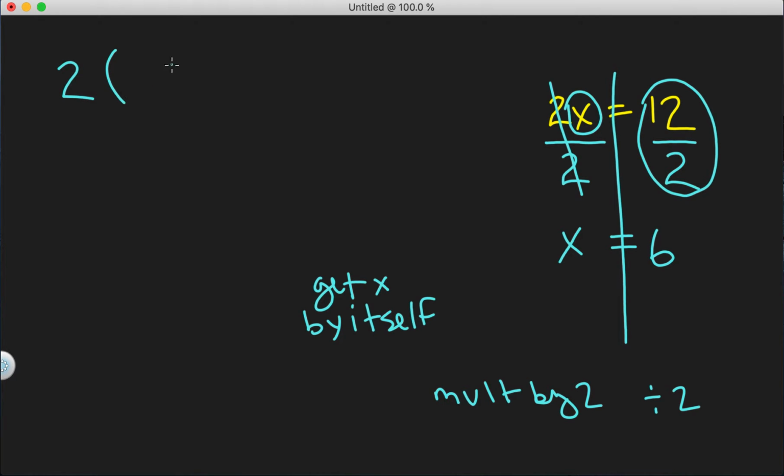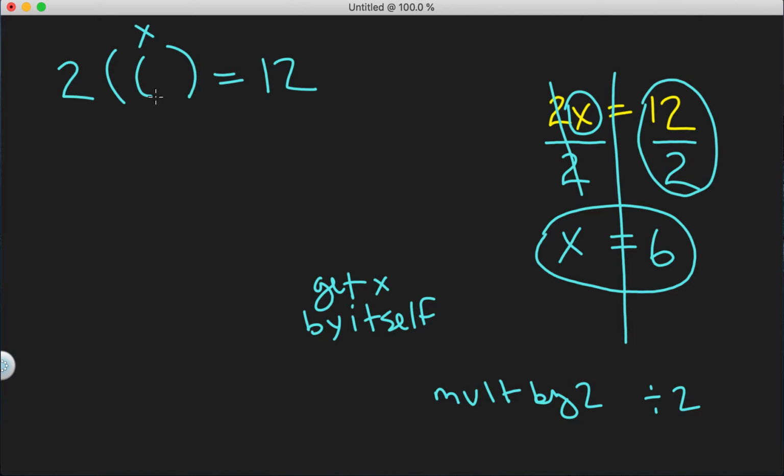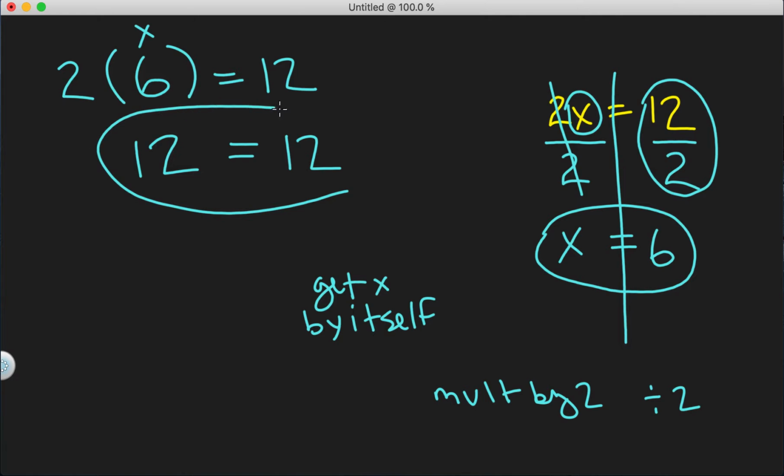So 2x equals 12 was my equation. And now I've got this value, x is equal to 6. So I can substitute, meaning replace that x with the 6. And 2 times 6 is 12. So what we get is 12 is equal to 12. Now this is true. If this is true during our checking step, it means that my answer here is correct. So that tells me that x is equal to 6 is my correct answer.